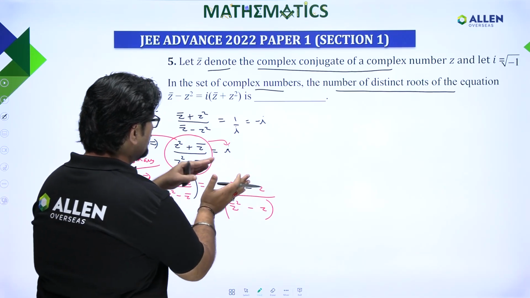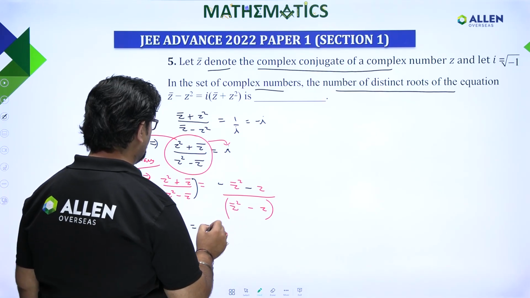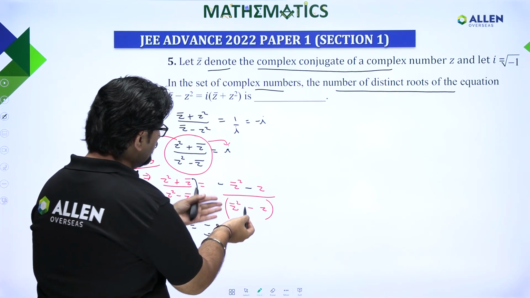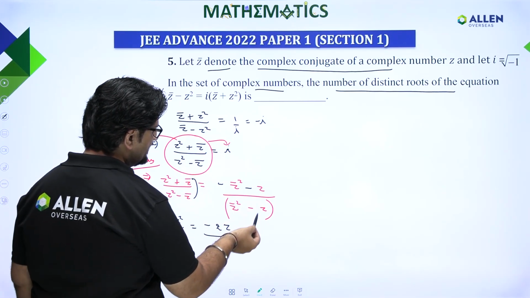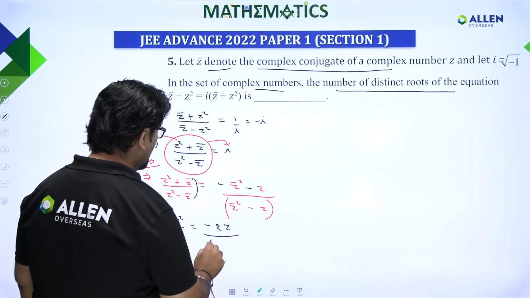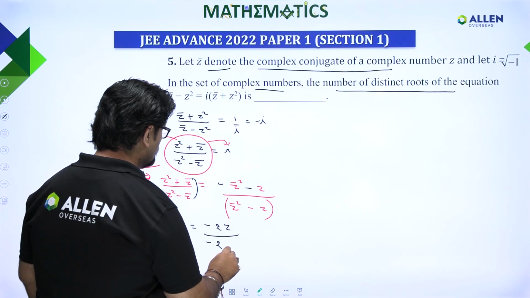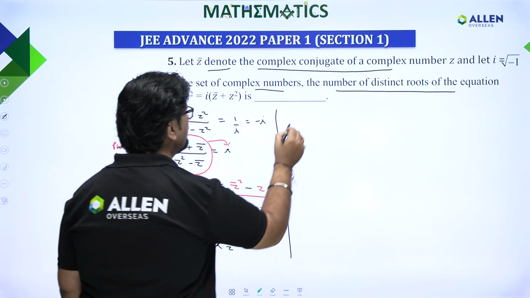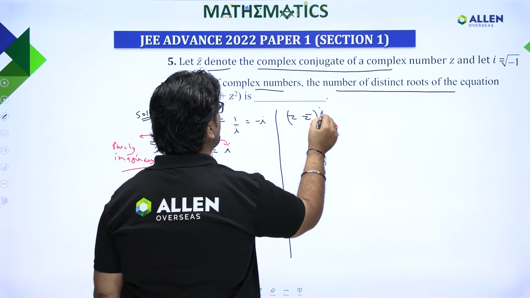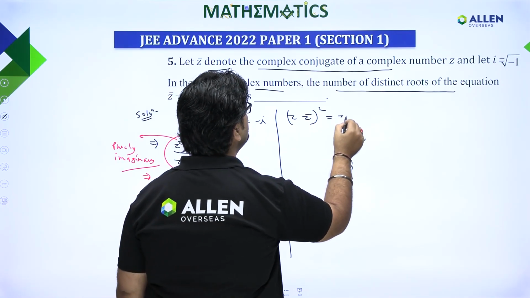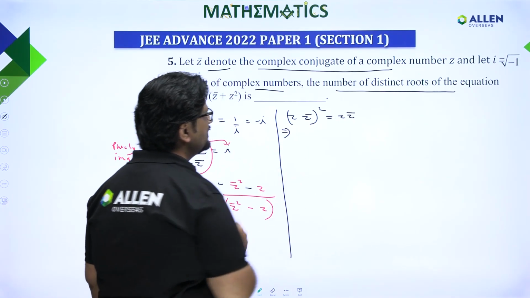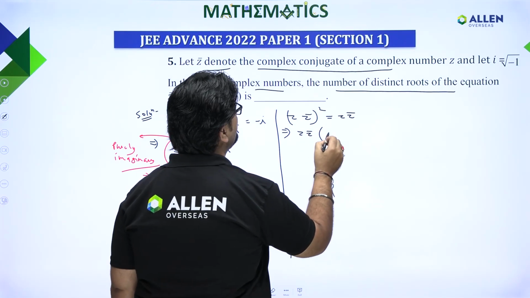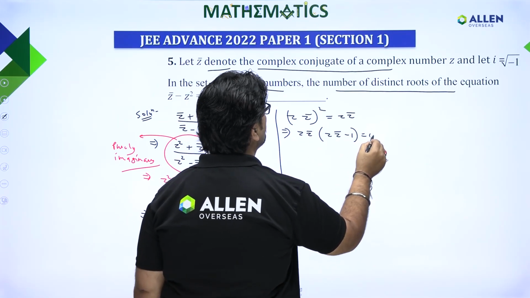Now applying componendo and divinendo, if I add, I will be getting minus 2z, and in the denominator, subtracting denominator from numerator, the terms will be cancelled and I will be getting minus 2z bar square. Now these will be cancelled out from each other. So finally, after cross multiplying, z bar whole square equals z bar. Just take z bar common, I will be getting z bar times (z bar minus 1) equals 0.